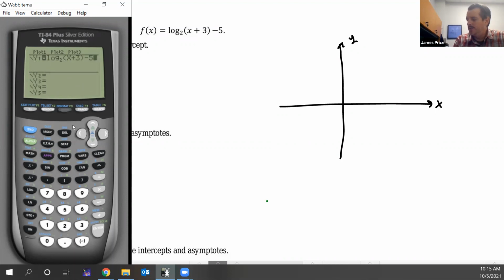And so then do zoom. We'll do a standard window because we really don't know where to look. So we're hoping whoever wrote the problem set it up so it's like, oh yeah. And so we can see it over there. You see the y-intercept. You can't really see the x-intercept, but it happens out over there. So remember, it keeps going up just really slow. You kind of see it has a vertical asymptote on the left somewhere. And so now we're going to go find all that stuff.